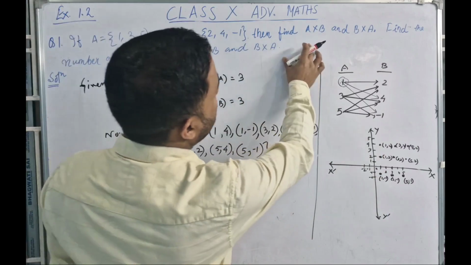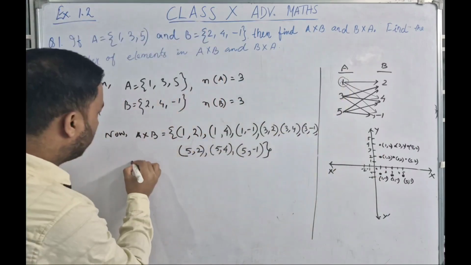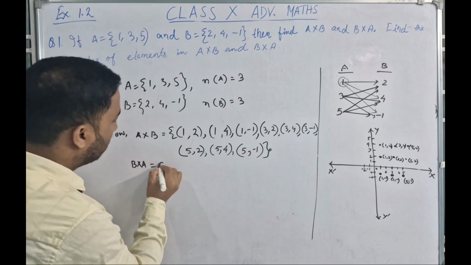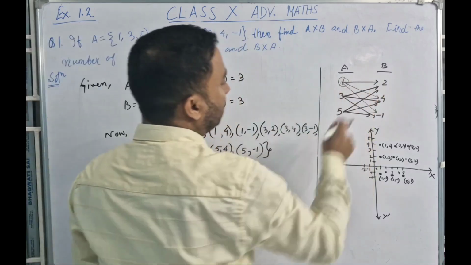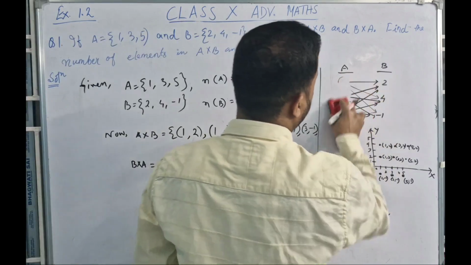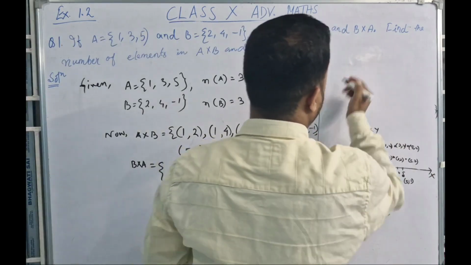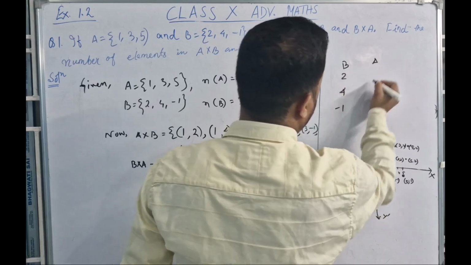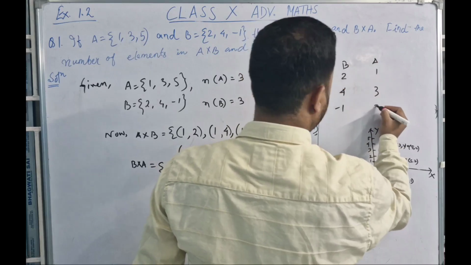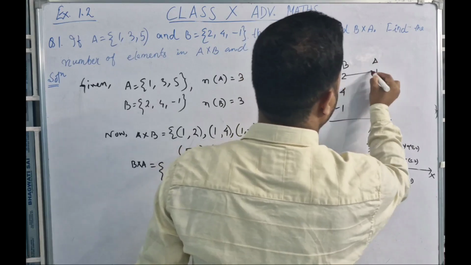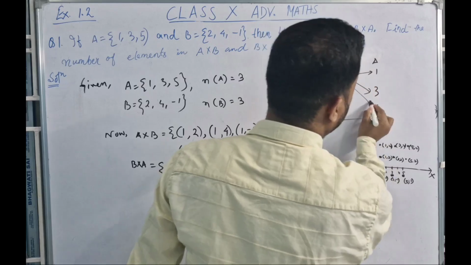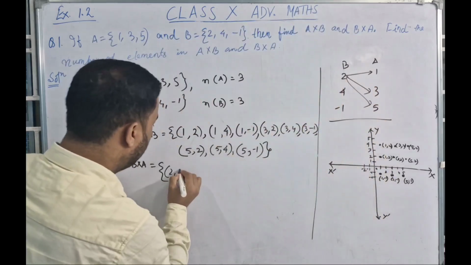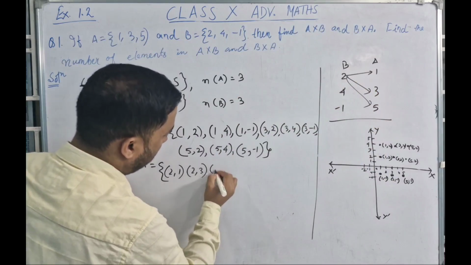The other part is left in the question, that is B cross A. So what will be B cross A? B cross A will be the opposite one, right? So this 2, 4, minus 1 will be here. B and A, 2, 4, minus 1, and 1, 3, 5. For 2 we will have 2, 1, 2, 3 and 2, 5.